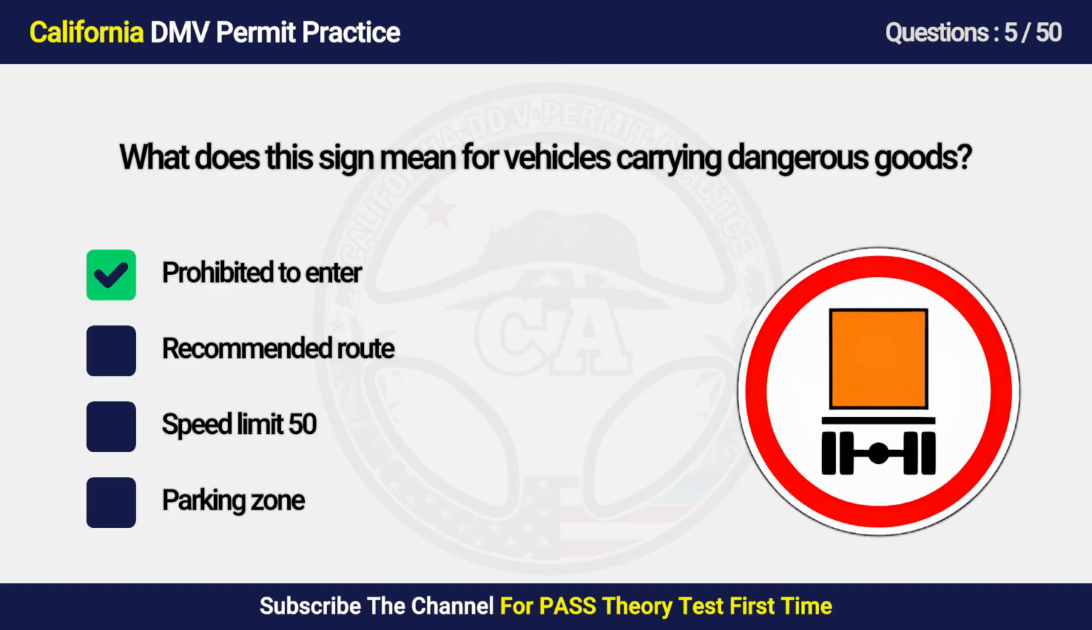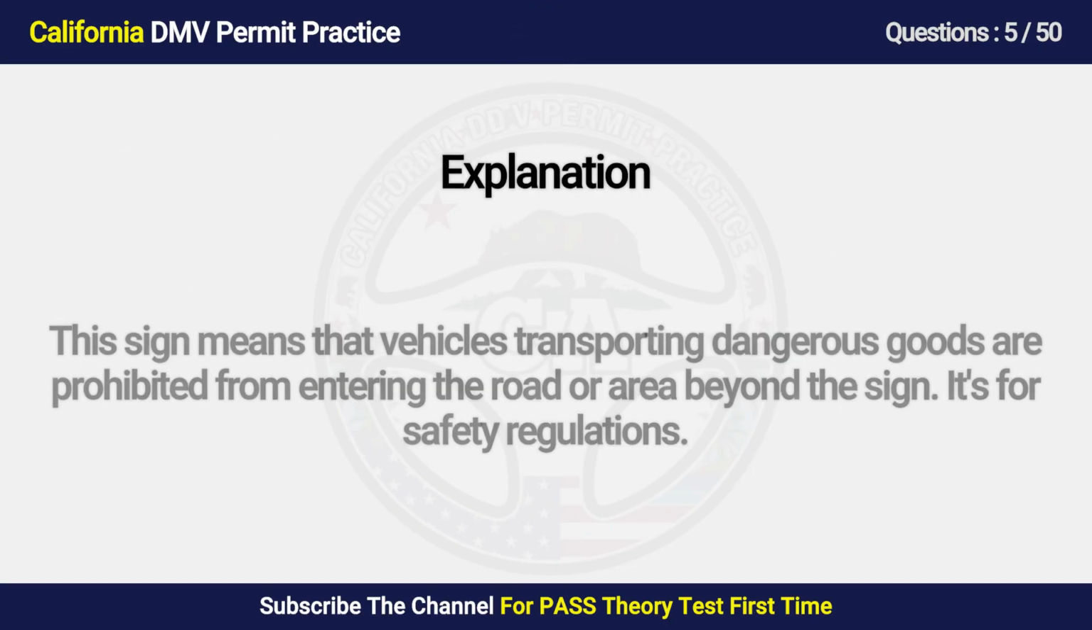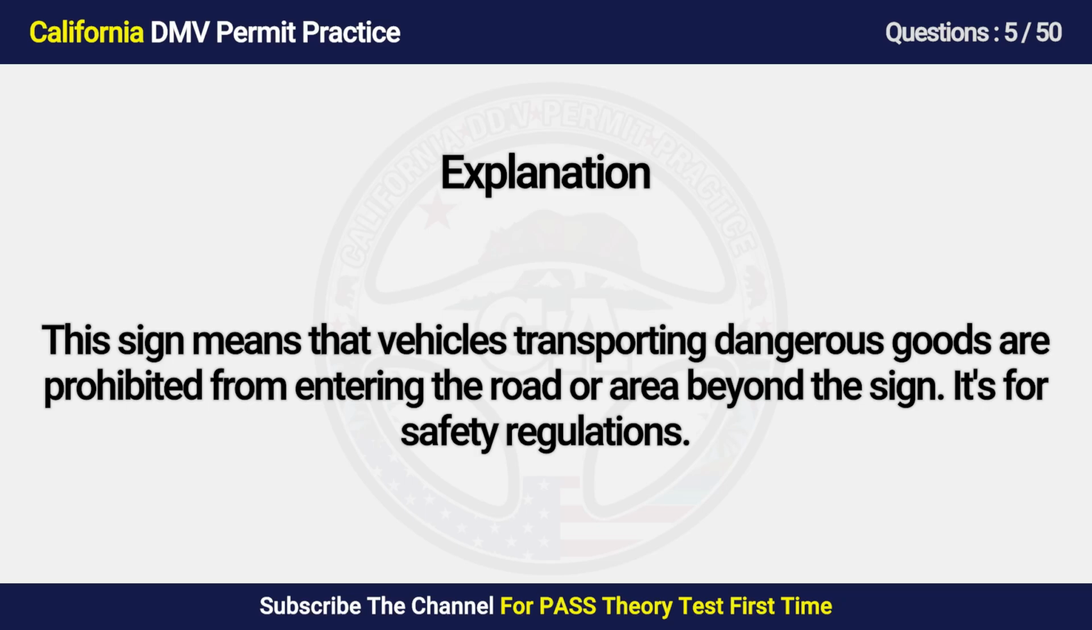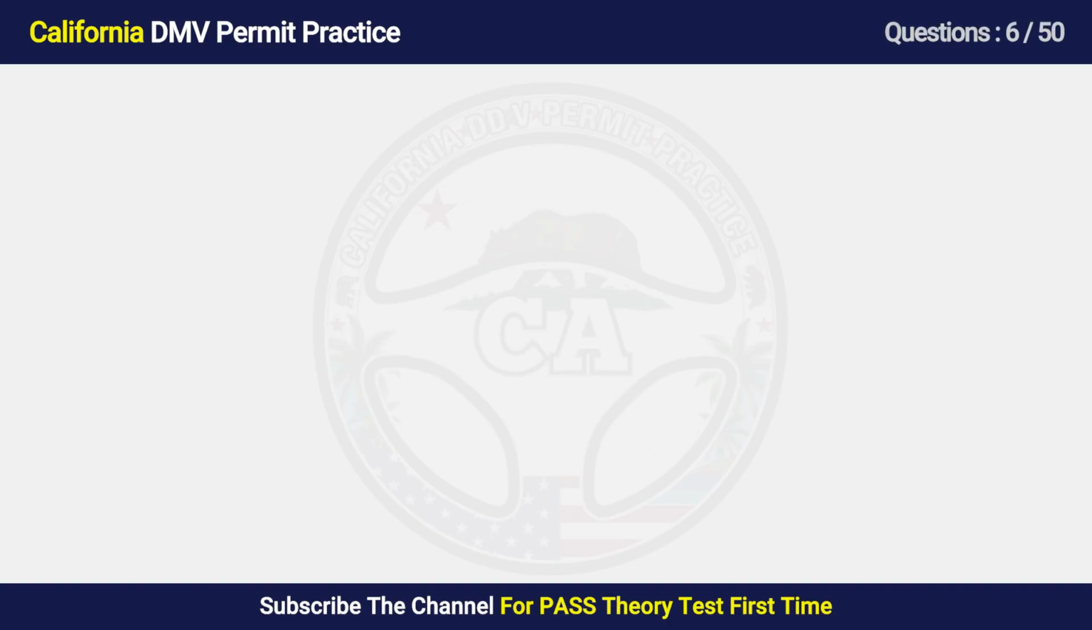Answer is A. Prohibited to enter. This sign means that vehicles transporting dangerous goods are prohibited from entering the road or area beyond the sign. It's for safety regulations.